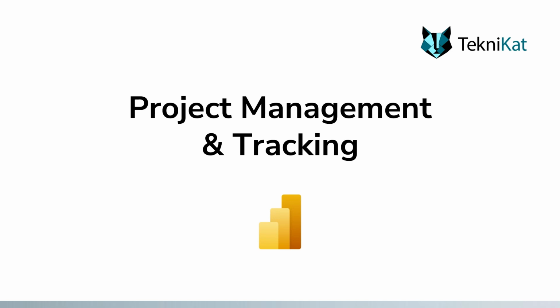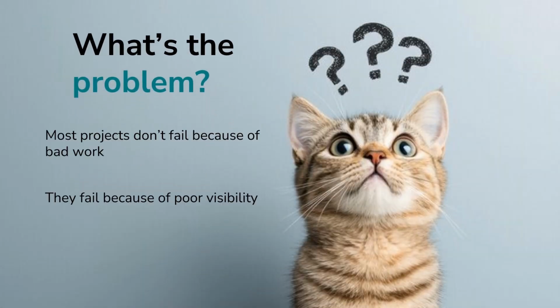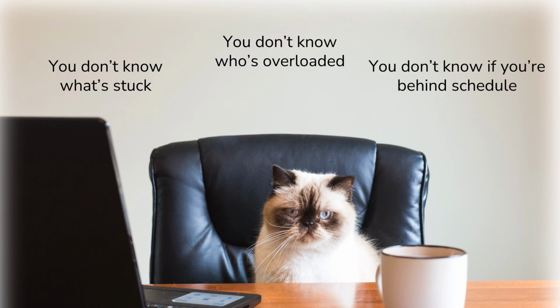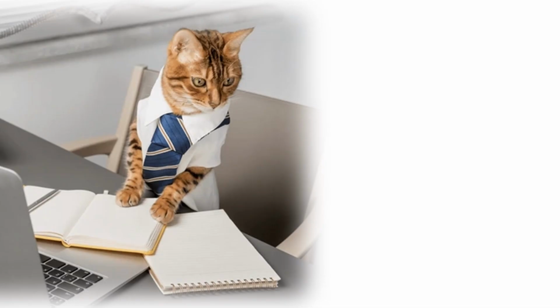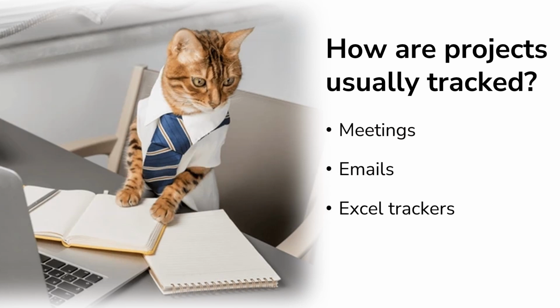Let's get started. Most projects don't fail because of bad work. They fail because of poor visibility, and poor visibility leads to a lack of control. You don't know what's stuck, you don't know who's overloaded, and you don't know if you're behind schedule until it's too late. Let's think about how projects are usually tracked. Most projects consist of status meetings, email updates, Excel trackers, and manually updating traffic light charts. It's all reactive. It doesn't get you ahead of the curve.